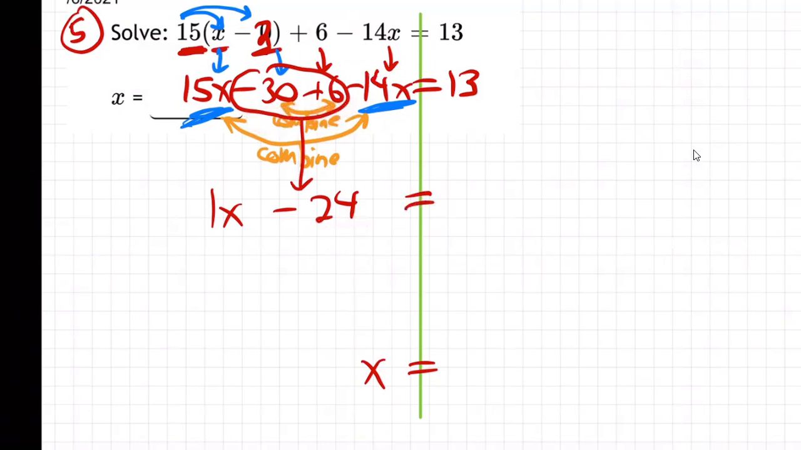The other side is just 13. Everybody see what happened there? So I combine the two X's. 15X minus 14X is 1X. And minus 30 plus 6 is minus 24.